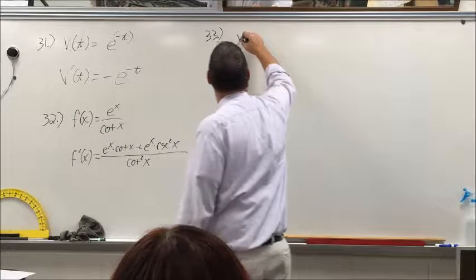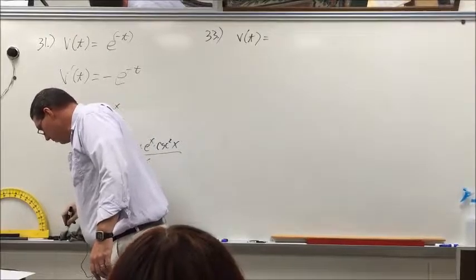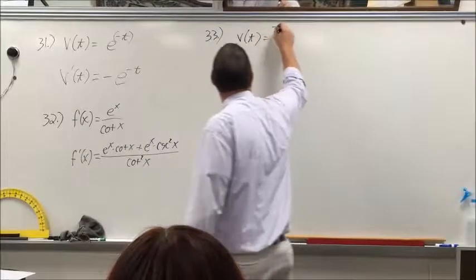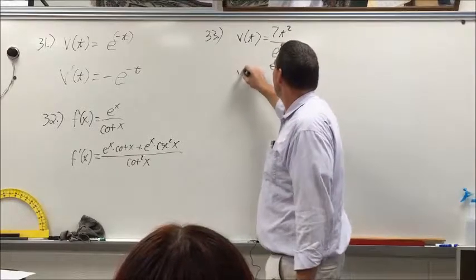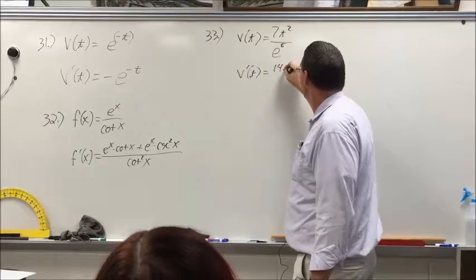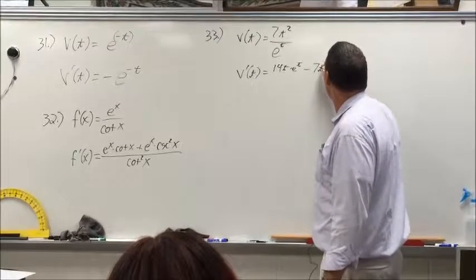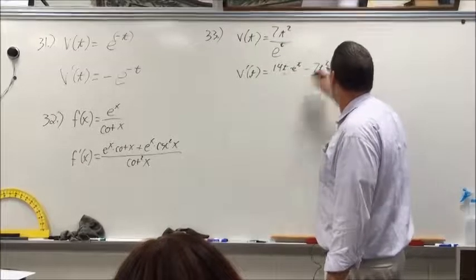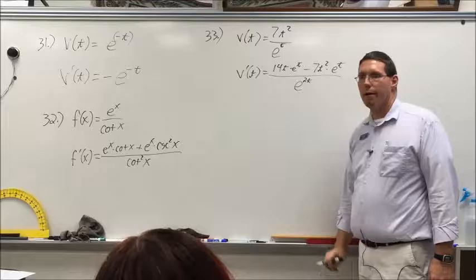V of t is 7t squared over e to the t. So v prime is the derivative of the top, times the bottom, minus the top, times the derivative of the bottom, over the bottom squared. Right?